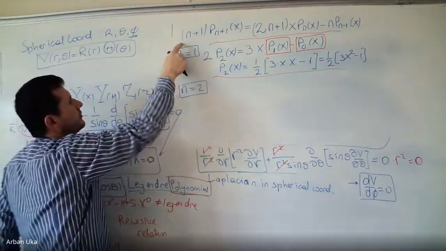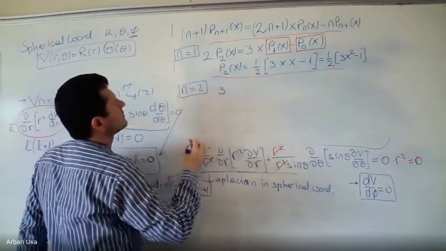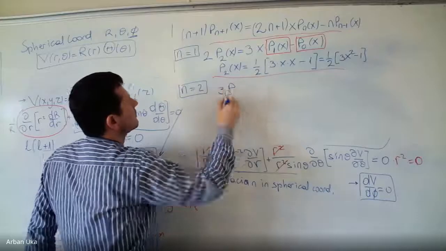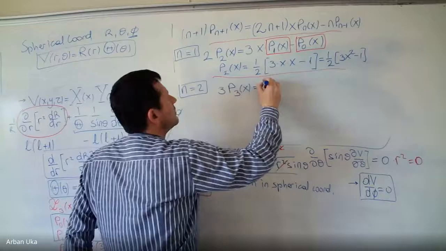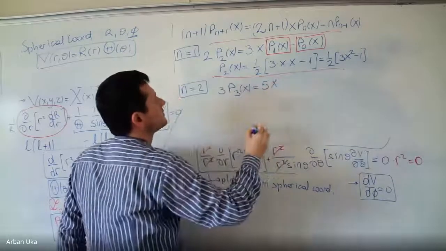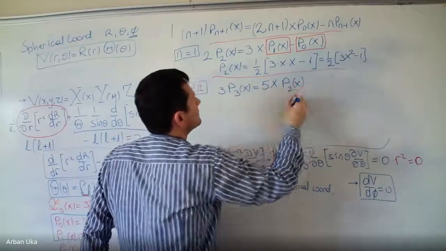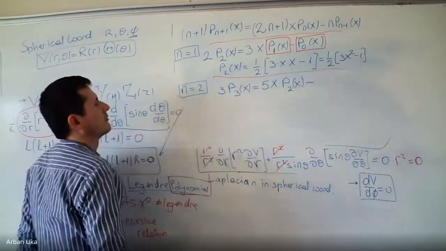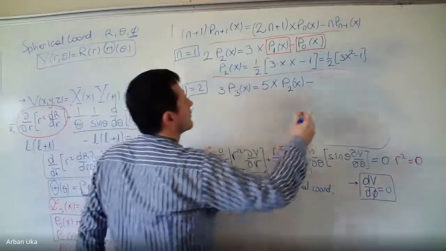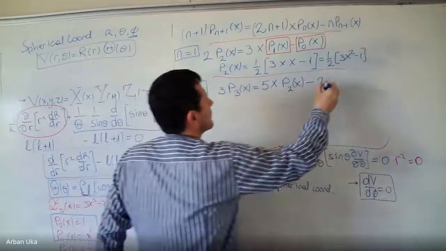In here? Again, me? Yes, you. P3x. P3, yes. 5x, yes. P2x. Yes. Minus 2 P1x. Okay.